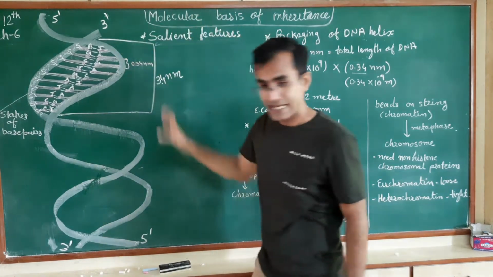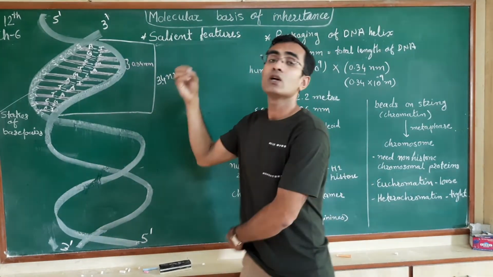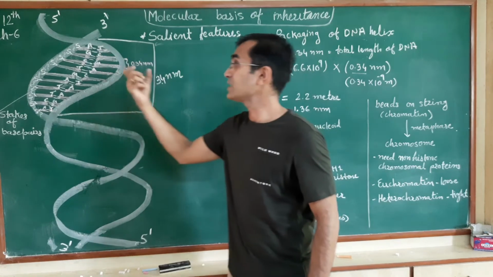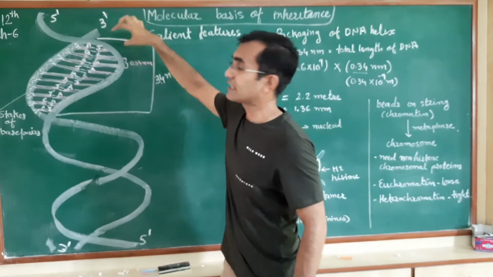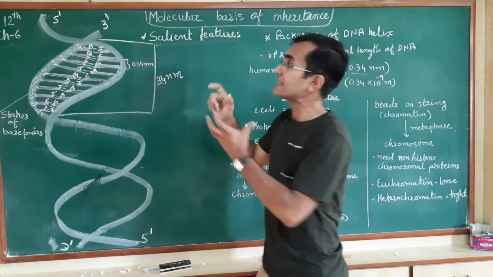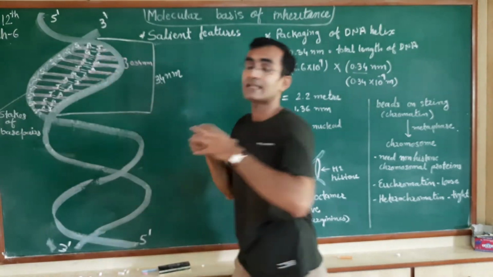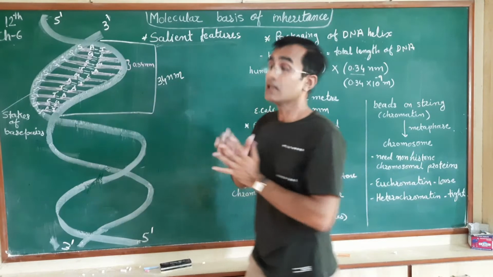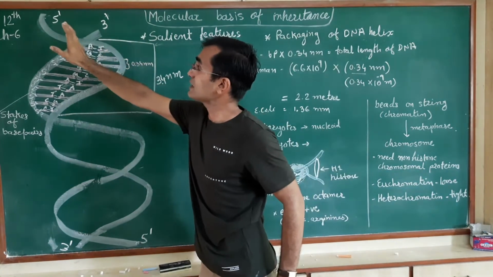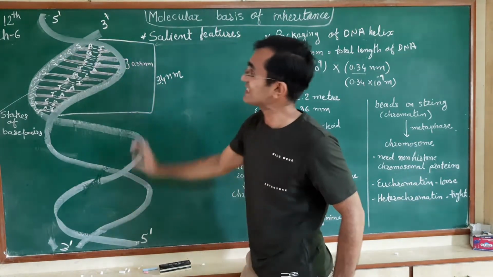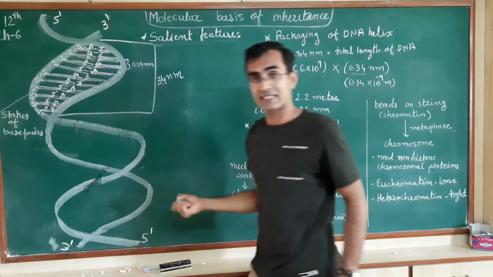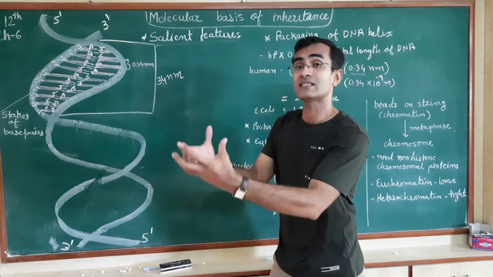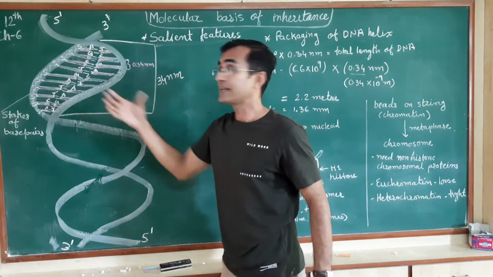This DNA is made up of two polynucleotide chains which are present antiparallel to each other. The polarity of the two nucleotide chains are antiparallel. What does it mean? If the one chain is from 5' to 3' direction, the second chain will be 3' to 5' direction. So that will be the first feature of the DNA.